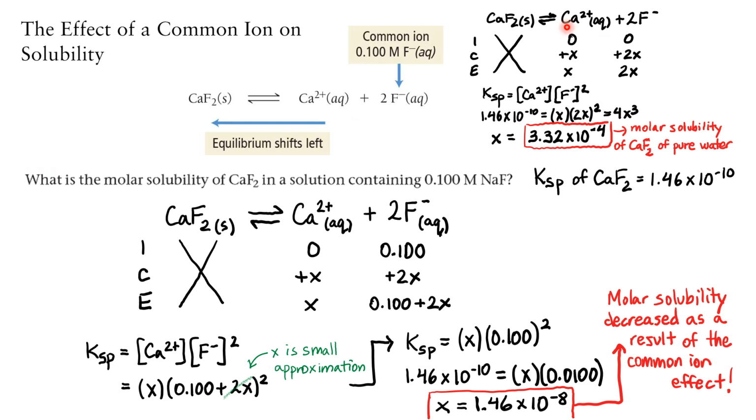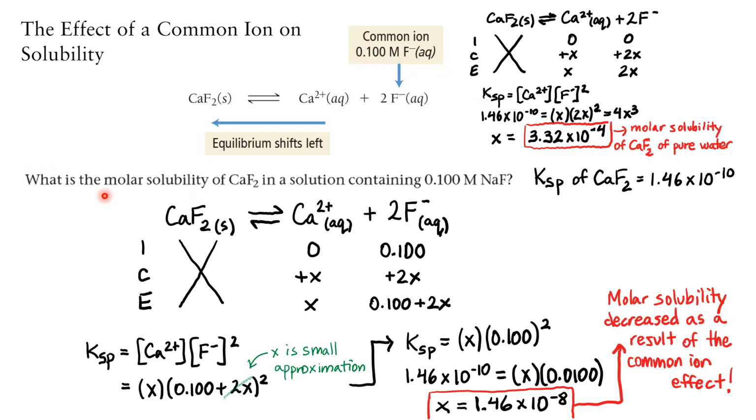We can do an ice table for this and show you that if you didn't add a common ion, if you just had 0 and 0 of each of these, the molar solubility, if you do the math, is 3.32 times 10 to the negative 4. This is from the Ksp for calcium fluoride. So this is the molar solubility of calcium fluoride in pure water. But now, what if you add 0.100 molar of a common ion?